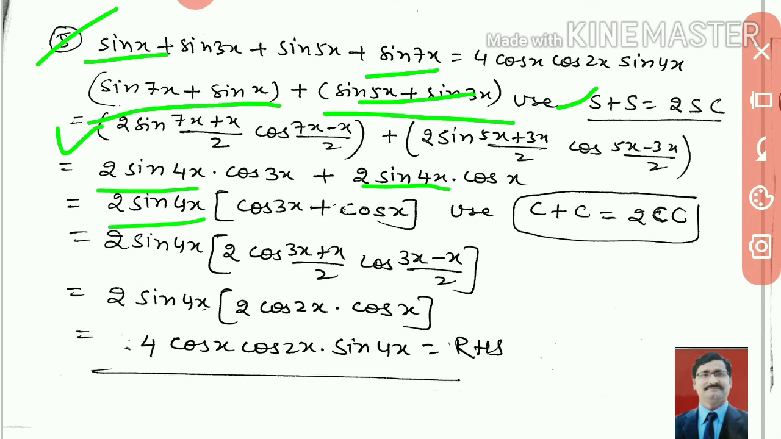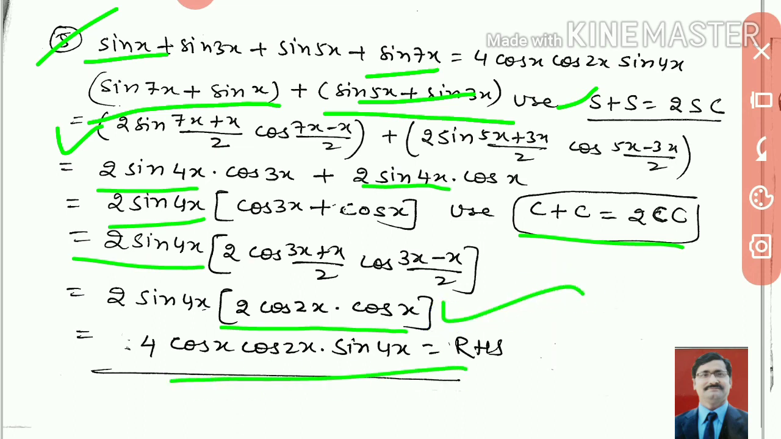So what you get here, look, again you will use the formula cos C plus cos D equals 2 cos (C plus D)/2 cos (C minus D)/2. So we get 2 sin 4x and in the bracket 2 cos (3x plus x)/2 cos (3x minus x)/2. Now you will solve and get 2 sin 4x bracket 2 cos 2x cos x. Now open the bracket and arrange in a proper way. So you will get 4 cos x cos 2x cos 4x. So this is the same we get.